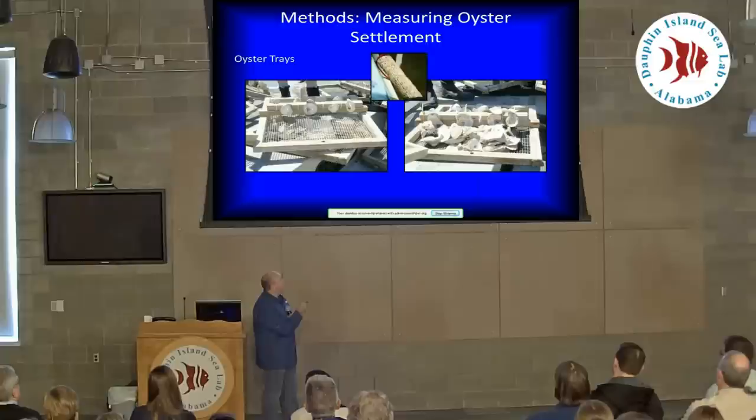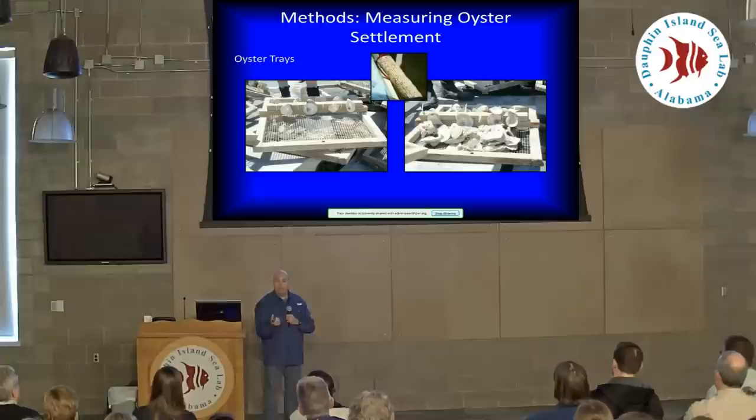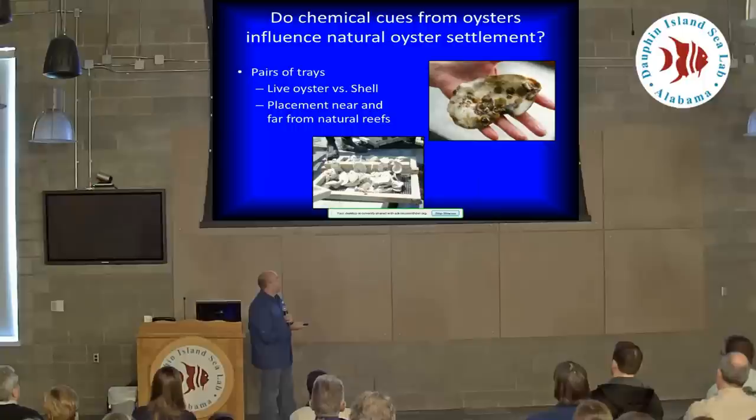So we're going to put our treatments on the tray. We're going to put something up here for oysters in the plankton to settle on so they can judge a chemical signature from the tray and then land on a standardized surface for area and texture. So differences we see should be due to chemical cues from the tray.